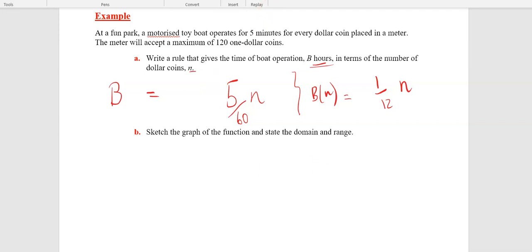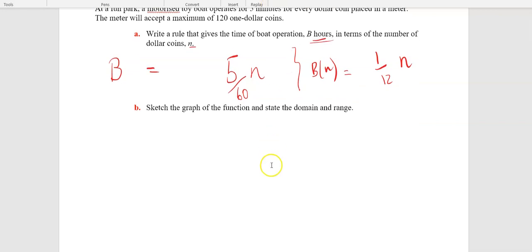Now it says here, sketch the graph and state the domain and range. So what we need to do is understand where we are starting from. You could put in 0 coins, and the machine takes a maximum of 120 coins. So we're going to be dealing from 0 to 120. We need to make sure that we draw our x-axis accordingly in that case.